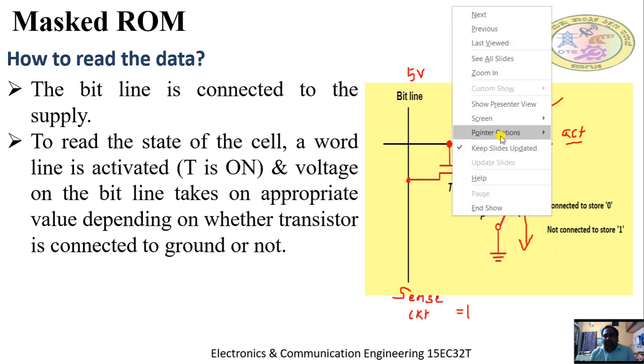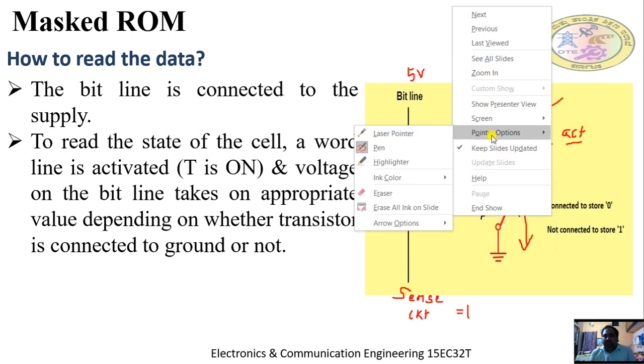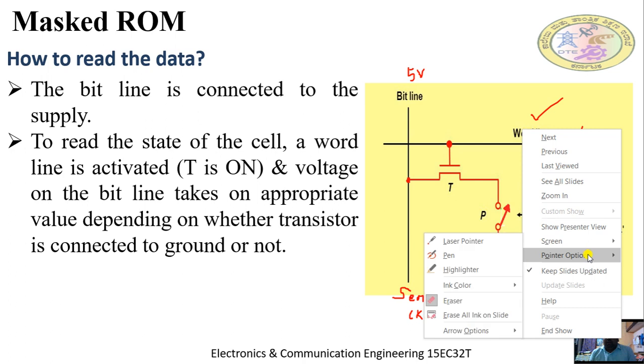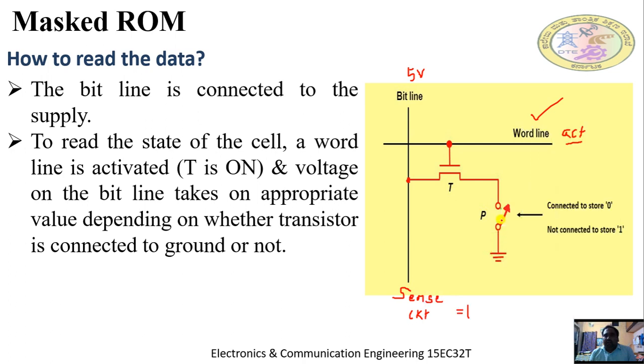Let us say another condition. Now if the switch is in closed condition, means the point P is now in the closed condition. Closed condition means this path is closed. Whenever this path is closed, if the same process is carried out once again, the transistor is activated by activating the word line. Since the point P is connected to ground, the transistor now has a path to discharge its value to ground.